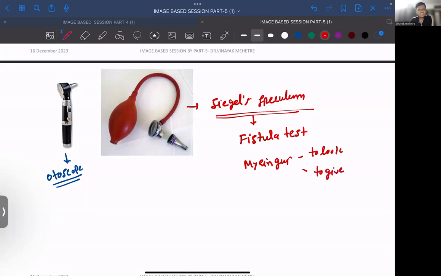This is a pneumatic otoscope. Pneumatic means by this we will inflate, right? We pump, so there will be air going inside the ear. So pressure in the ear will be increased. And one more test which we do by speculum. Anyone?